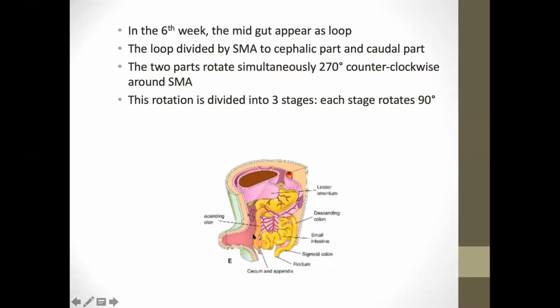Then fixation: retroperitoneal fixation of the ascending colon and descending colon starts during this phase, about 12 weeks of gestation, after retraction of the bowel and completion of rotation. And this fixation continues until post-term.